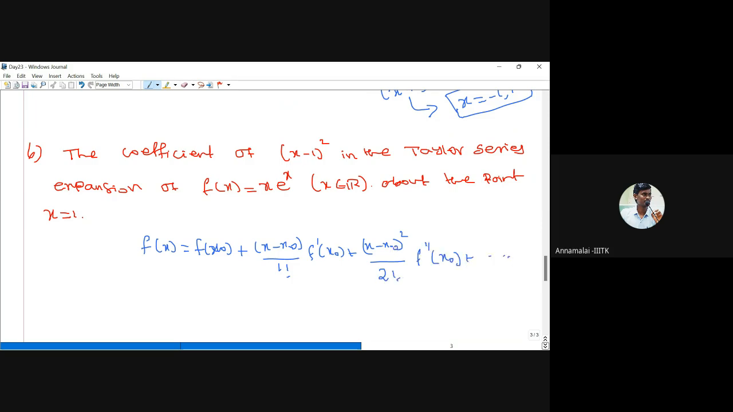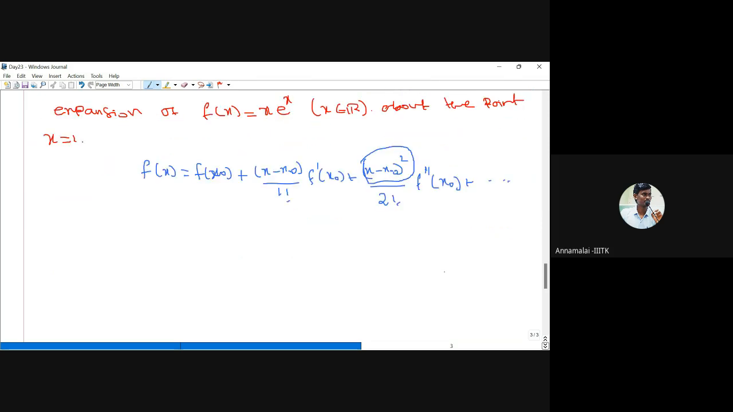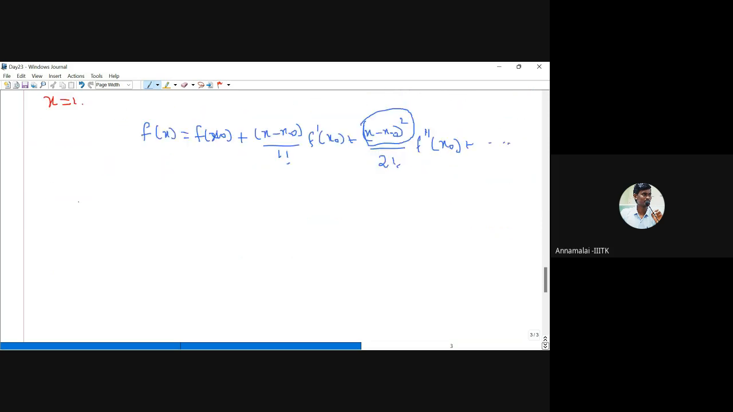Now, the coefficient of (x minus x naught) square is the second derivative of f at x naught by 2. So in general, if we take any Taylor series expansion, the coefficient of (x minus x naught) power n is the nth derivative of the function at the point x naught by n factorial. So this is the coefficient of (x minus x naught) power n.